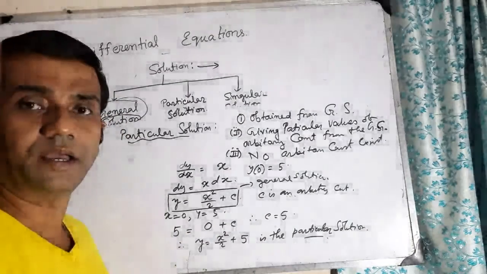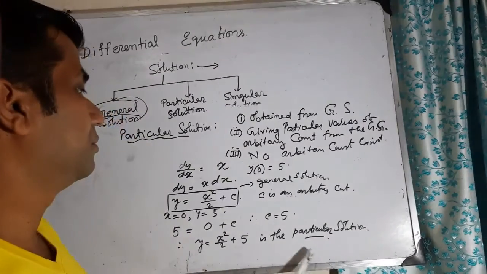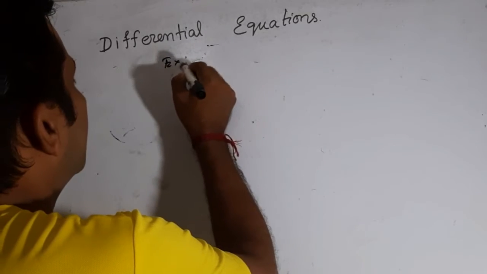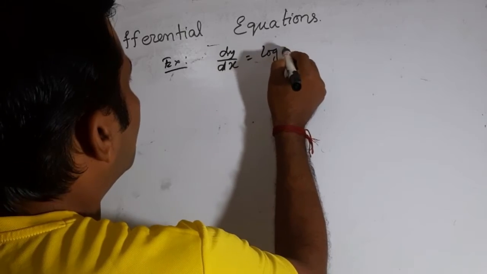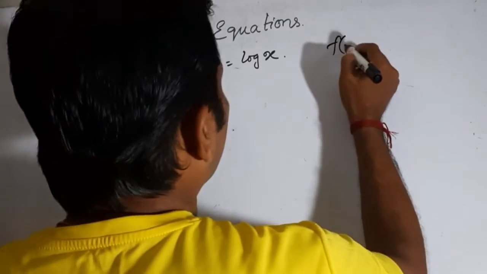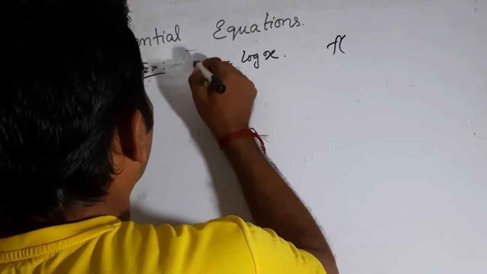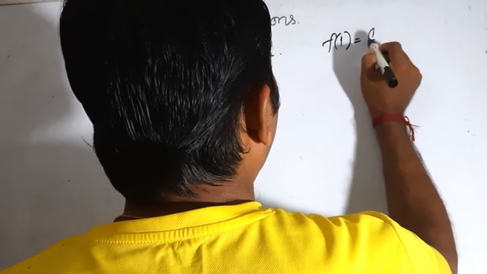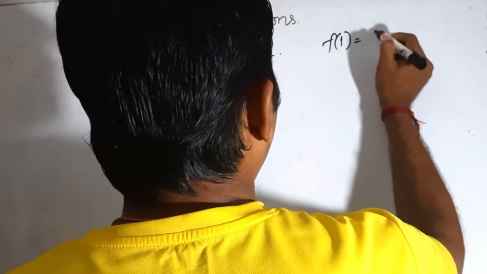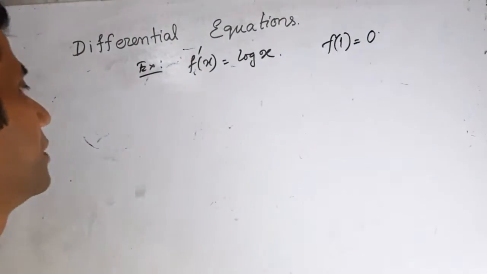Now we take another example of a particular solution. Example: dy/dx is equal to log x, that is f dash x is equal to log x, and f of 1 is equal to 0.